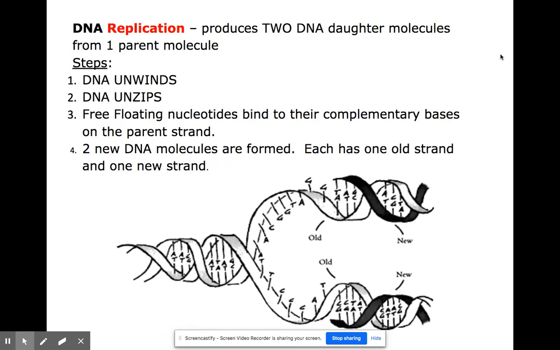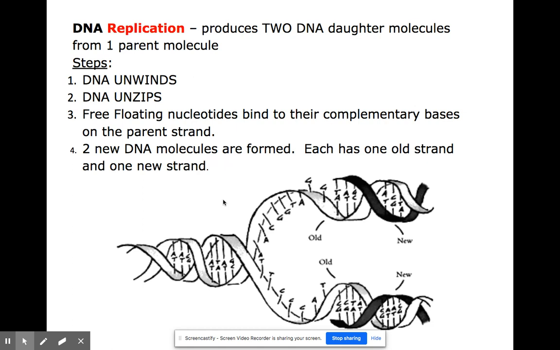So as far as DNA replication, this process is essentially DNA making a copy of itself. That's what replication means, to make a copy. So in the process of DNA replication, we are taking a single parent DNA and making two DNA daughter molecules. So the steps for DNA replication, the first one is the DNA has to unwind.